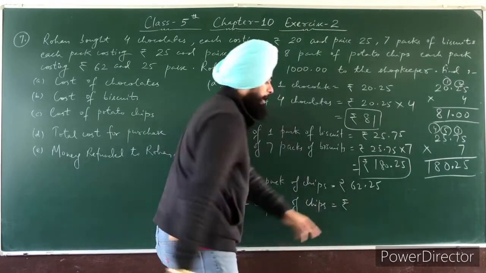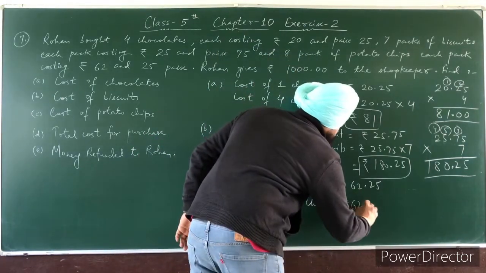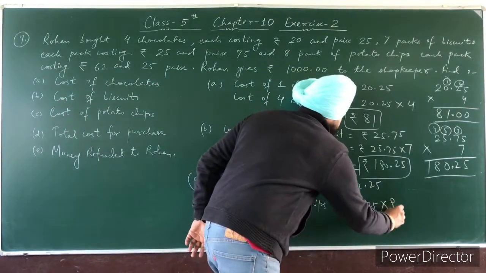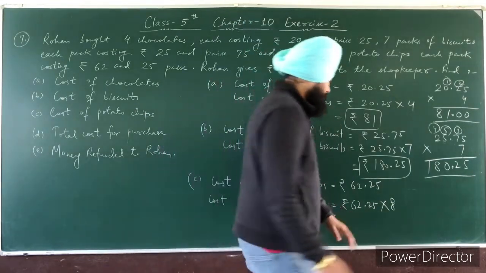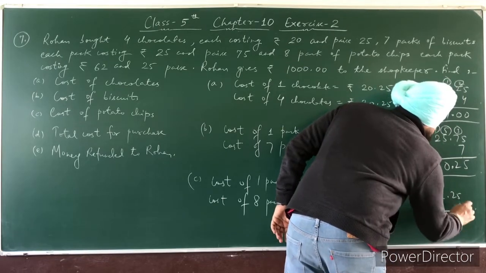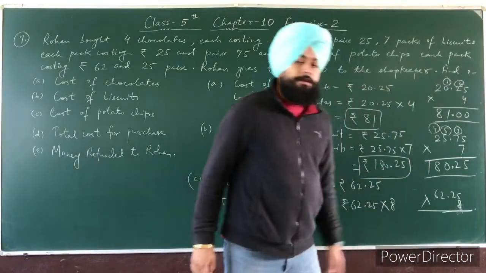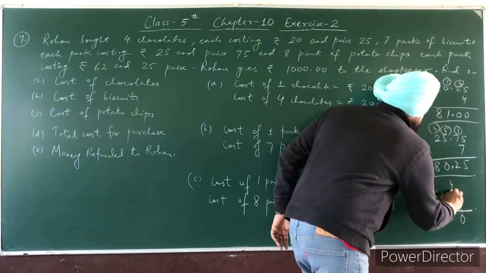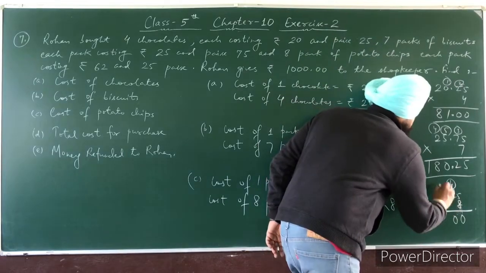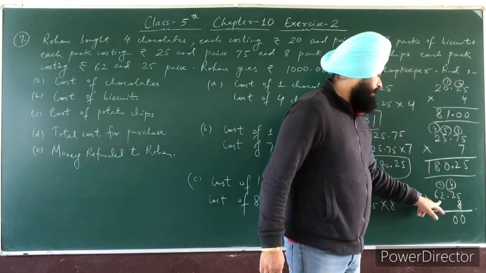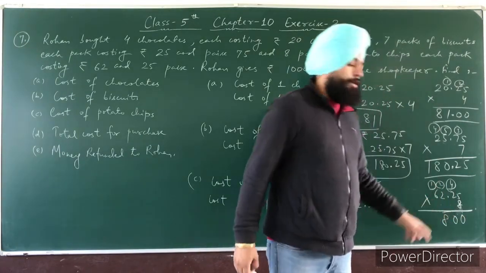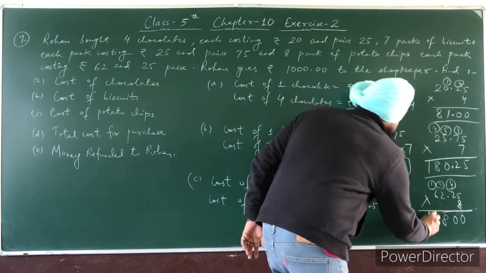So again we will multiply the cost of each packet with the total number of packets, which is 8. So again multiply this: 62.25 into 8. So 8 5s are 40. Right here 0, 4 2s to carry. 8 2s are 16, 16 plus 4 is 20. Again 0, 2 carry, 8 2s are 16, 16 plus 2 is 18. 1 carry, 8 6s are 48, 48 plus 1 is 49.